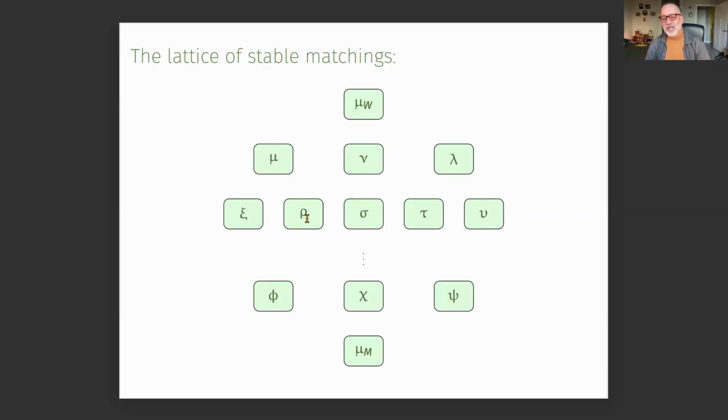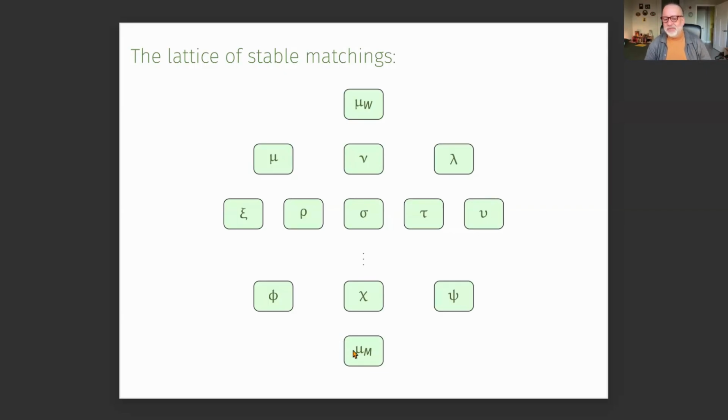So between, say, rho and sigma, there may be some men who prefer rho and their partners prefer sigma, and the women who prefer sigma, their partners prefer rho. But between, let's say, rho and nu, all women weakly prefer nu, at least one of them strictly. All men weakly prefer rho, at least one of them strictly. Okay, so this is the lattice of stable matchings.